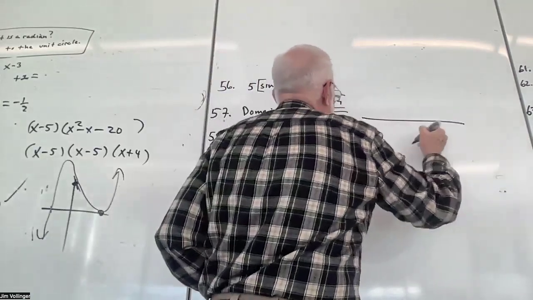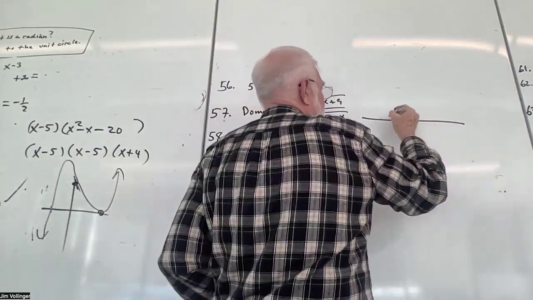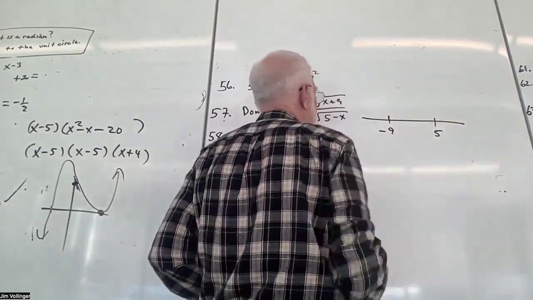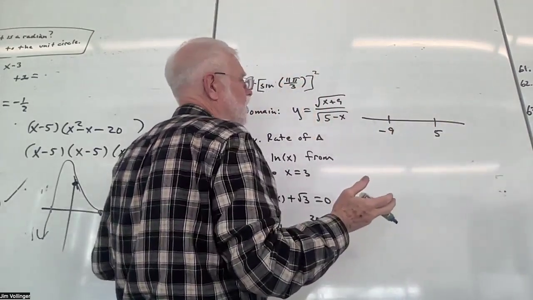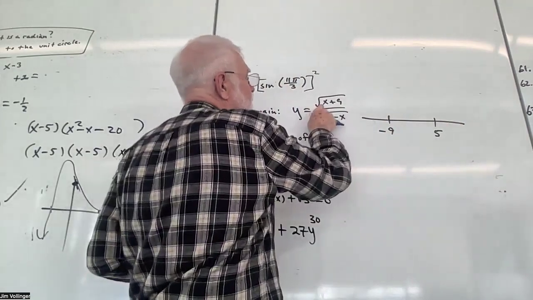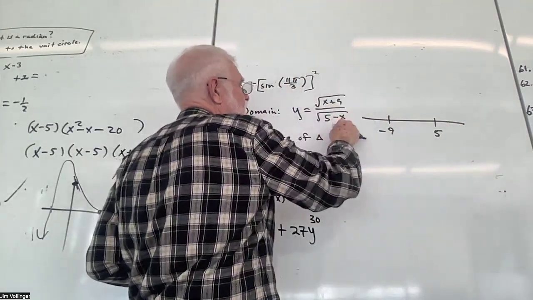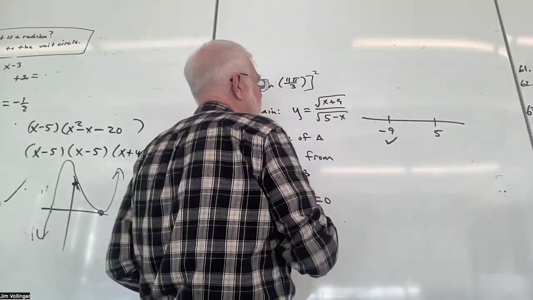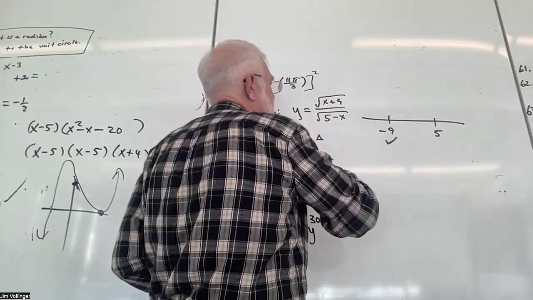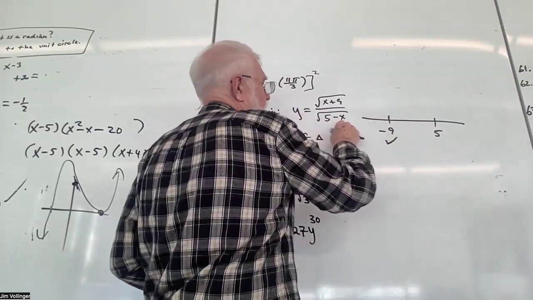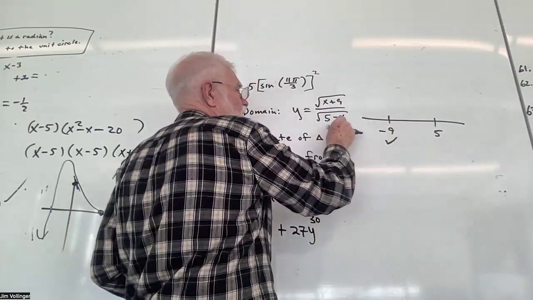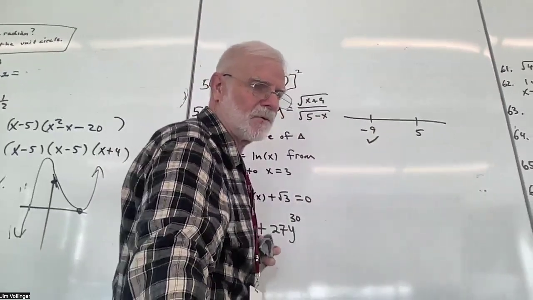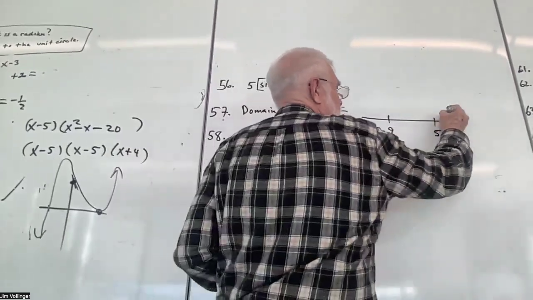Domain, just get the numbers that matter. 5 matters and negative 9. 5 and negative 9. All right, so now the question is, what can I use? Can I use negative 9? Yeah, square root of 0 exists, and 5 minus a minus 9, so yes, I can use negative 9. Can I use numbers bigger than 5? I don't think so, because that becomes the square root of a negative number, and that's not on Rene Descartes. No, can't use these numbers.